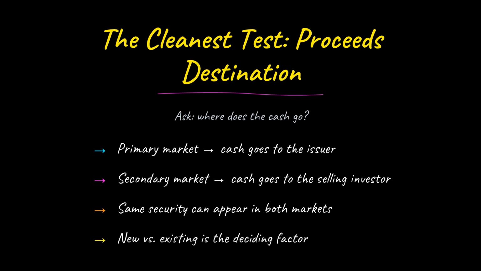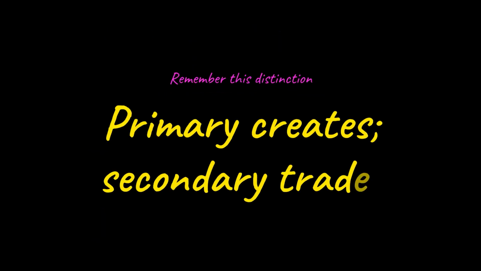The security itself may be identical. What changes is whether it's new or already existed. Primary market transactions create new securities and fund issuers directly. Secondary market transactions simply transfer existing securities between investors. Keep that contrast clear and you'll never confuse the two.